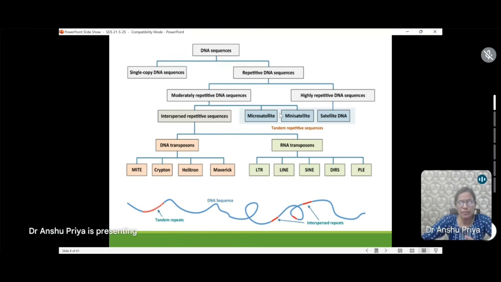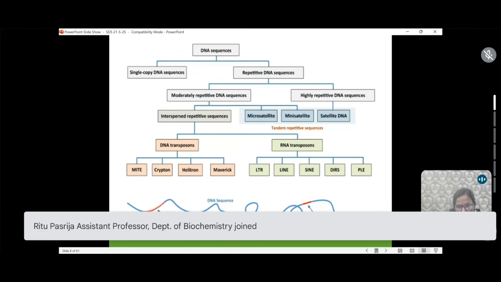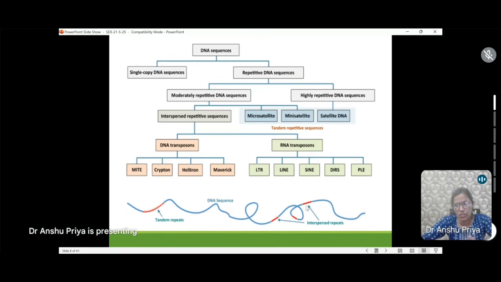So what do we mean by tandem? Tandem means that some sequences are present one after another in the genome. So that is present in a tandem manner, and that is called a tandem sequence. But if a sequence is present and after some DNA sequence another sequence is present, that is called an interspersed sequence. But in case of DNA fingerprinting, we are looking at tandem sequences in the genome.